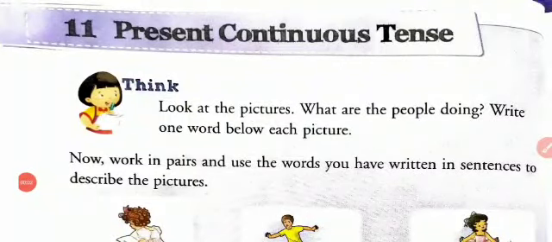So today we will study chapter 11 of our English language book, that is present continuous tense. So what is the meaning of present continuous tense? The present continuous is used to talk about actions or events that are going on at the moment of speaking. So students, the moment we are speaking about someone, the actions which are going on, that is the present continuous tense.